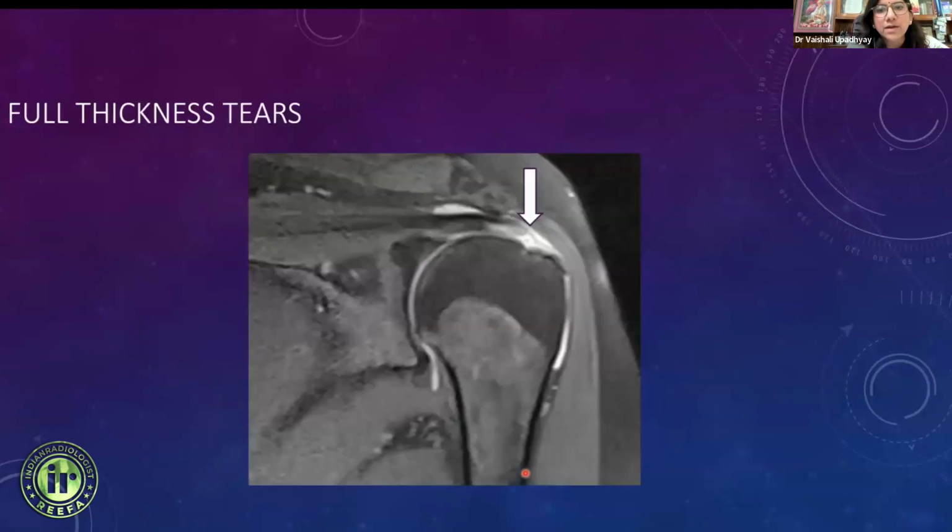Come to this tear now. Here nearly all the fibers of the tendon are torn, extending from the articular surface to the bursal surface, and there is a small fluid collection in the subacromial subdeltoid bursa. So those were partial thickness tears, and this is a full thickness tear.